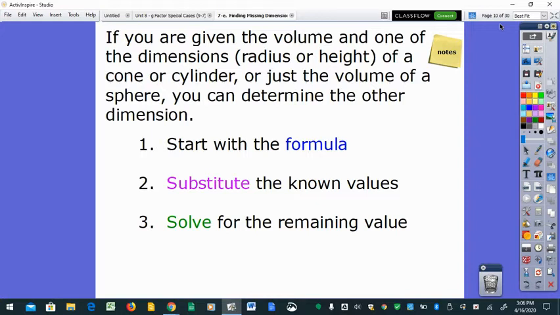It's going to be those same steps with one little additional thing at the end, and we'll get to that in a second. You'll notice this screen looks very similar in that we start with the formula. We substitute in what we are given into the appropriate variables of the formula, and then we solve for the remaining value, and that's where that extra step to find the radius and/or diameter will come in at the end.